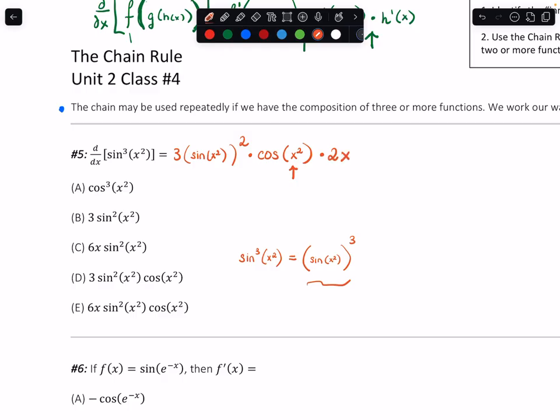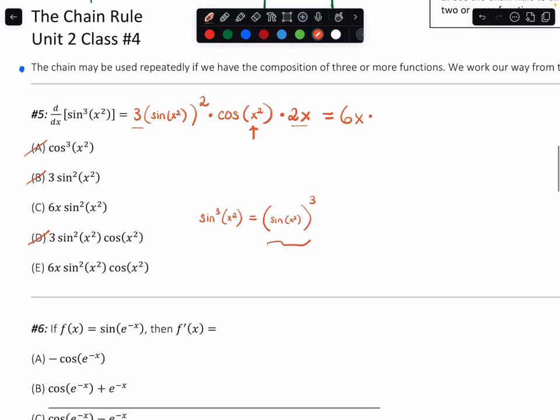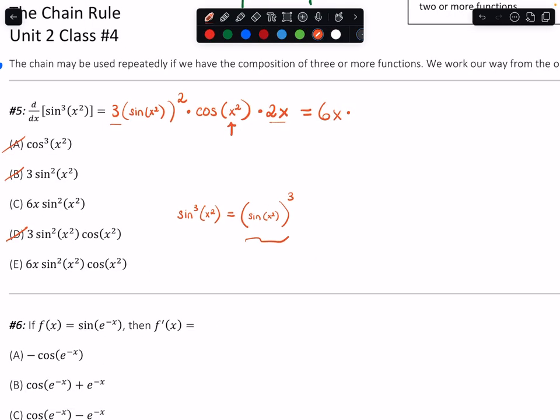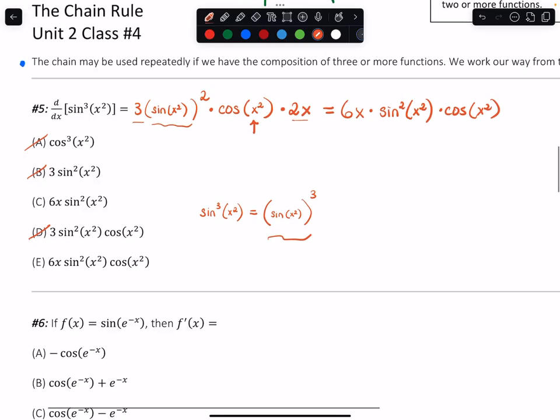It's 2x. I would be careful here when you pick your choices because some of them look the same, kind of, sort of. I would carefully clean this up. So 2x times 3, that's 6x. Let's just stick that in front, which actually would eliminate 3 of the choices, I guess, based on the way they're written. But yeah, sine of x squared, you're going to see somebody write that as sine squared of x squared, times the cosine of, if you want the parentheses there, you can. And that leaves us with choice E.